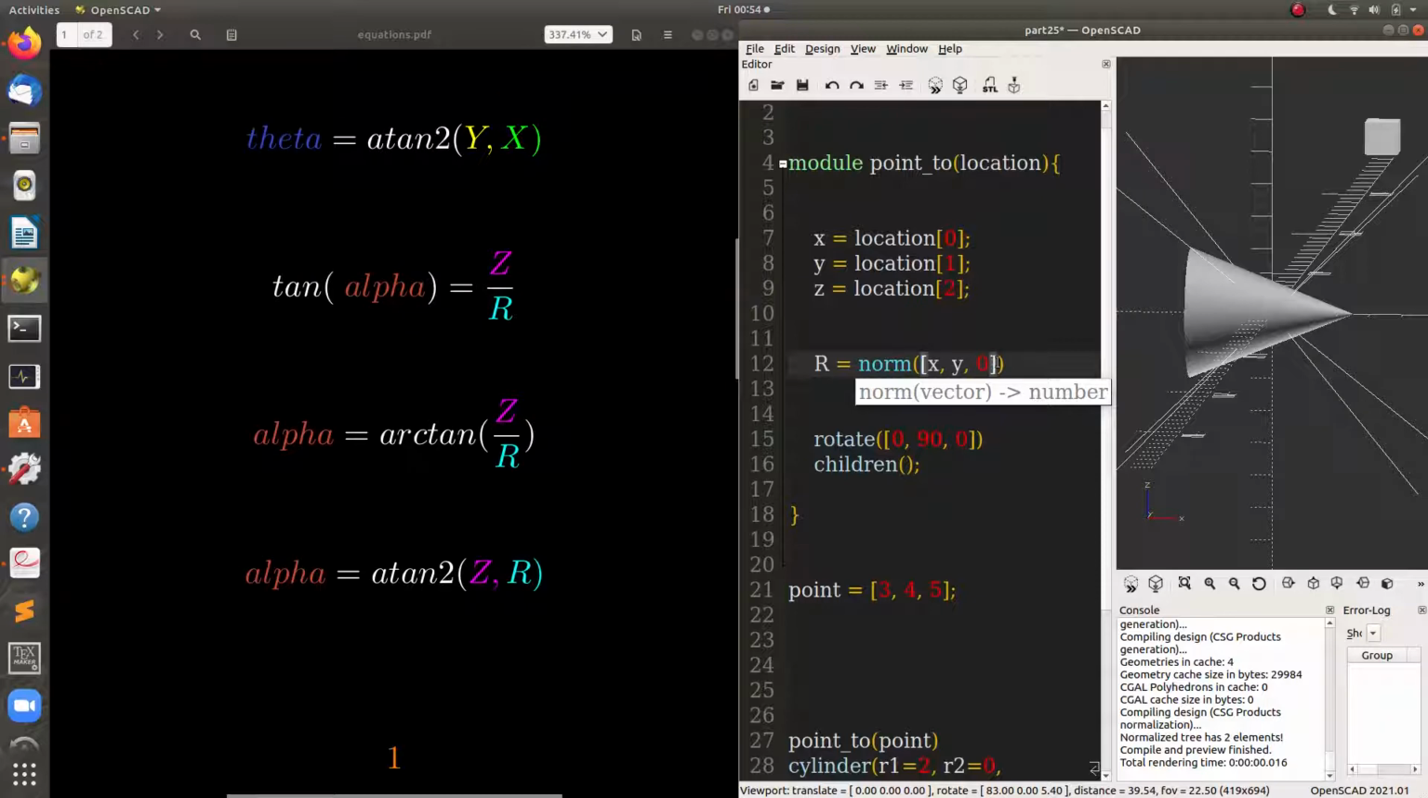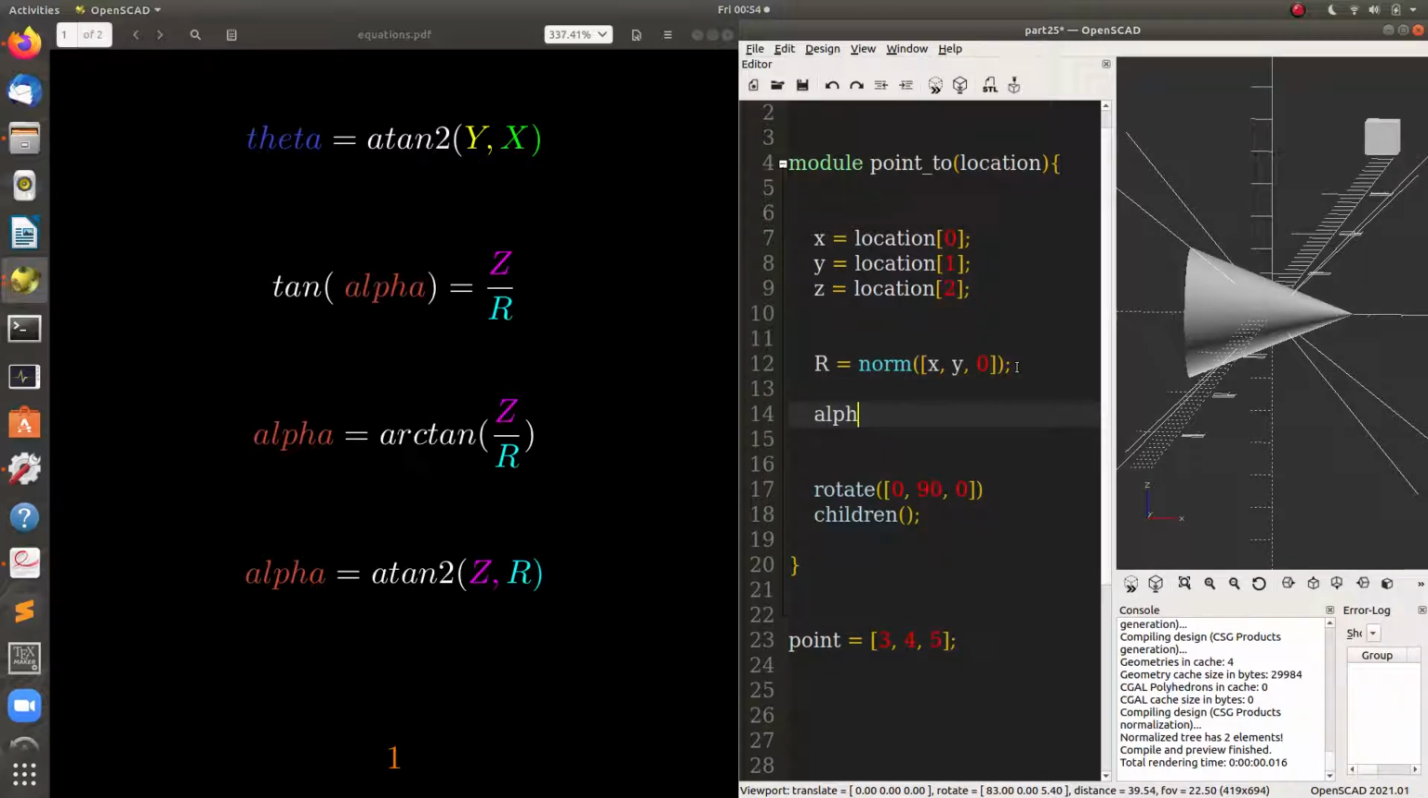Okay, so now that we have r, we want to calculate alpha. So let's calculate alpha. Alpha is equal to atan2 of z, r.